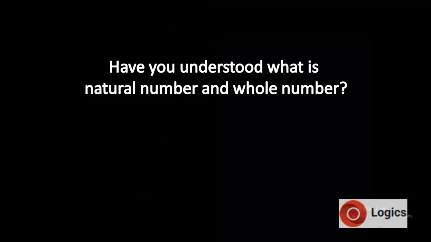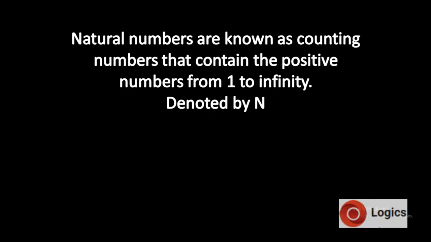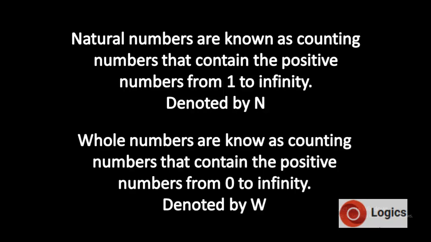Have you understood what is natural number and whole number? Yes. Can you define now? Natural numbers are known as counting numbers that contain the positive numbers from 1 to infinity, denoted by capital N. Whole numbers are known as counting numbers that contain the positive numbers from 0 to infinity, denoted by W.